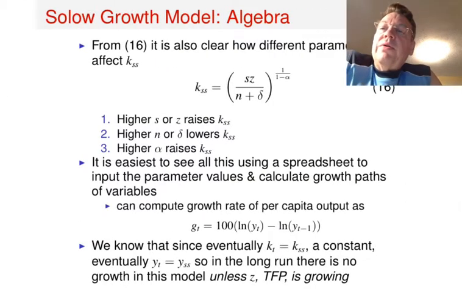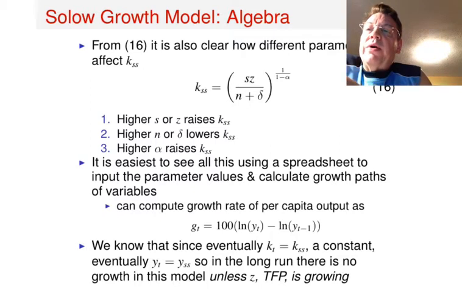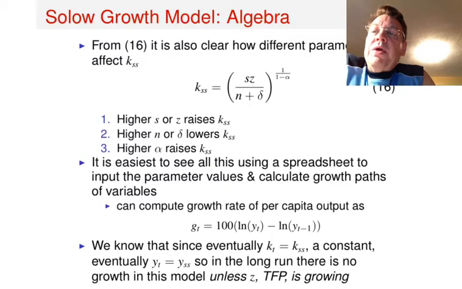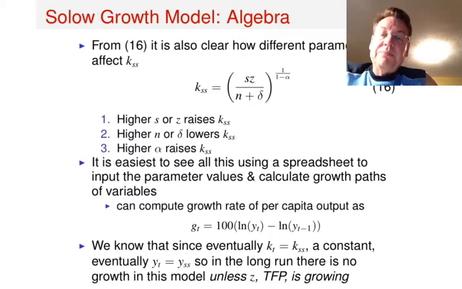Now it's also clear how variations in the parameters of the model will affect steady-state capital. So if the savings rate goes up, then people are going to be setting aside a bigger fraction of their income for savings, and therefore there'll be more investment, and therefore you'll have a higher capital stock. Similarly, if TFP is higher, well then capital is going to be more productive. The incentive to accumulate capital will be greater, and therefore the steady-state capital stock will rise.